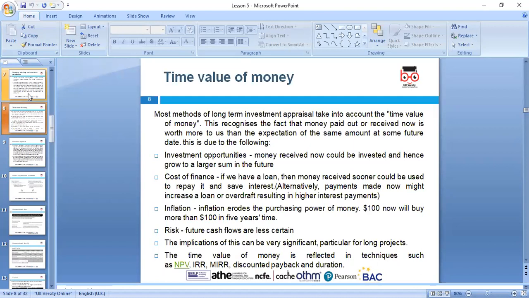Inflation also impacts the value of money. Risk: future cash flows are less certain. Maybe you don't get them, like when COVID-19 happened, and there are interest rate uncertainties. Those are the factors we always need to keep in mind. The implications can be very significant, particularly for long-term projects. The time value of money is reflected in techniques such as NPV and IRR.